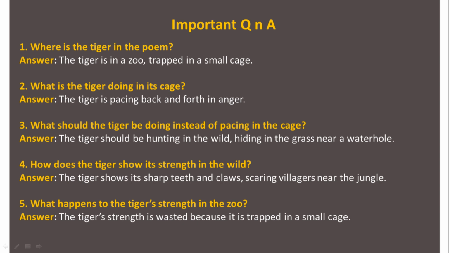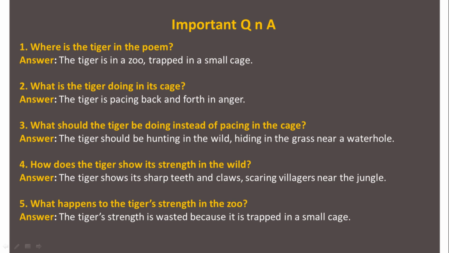Where is the tiger in the poem? The tiger is in a zoo, trapped in a small cage. What is the tiger doing in its cage? The tiger is pacing back and forth in anger. What should the tiger be doing instead of pacing in the cage? The tiger should be hunting in the wild, hiding in the grass near a waterhole.